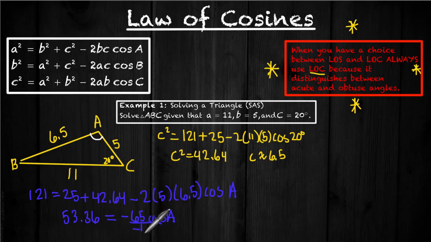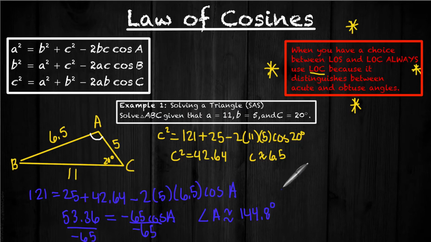Divide both sides by negative 65. And we're going to take the inverse cosine of both sides, and voila. Indeed, when we take the inverse cosine of that number, we end up getting 144.8 degrees, which indeed is an obtuse angle. I want to once again repeat, if you used the law of sines, you would not get that. You would get an acute angle, and it would be wrong.